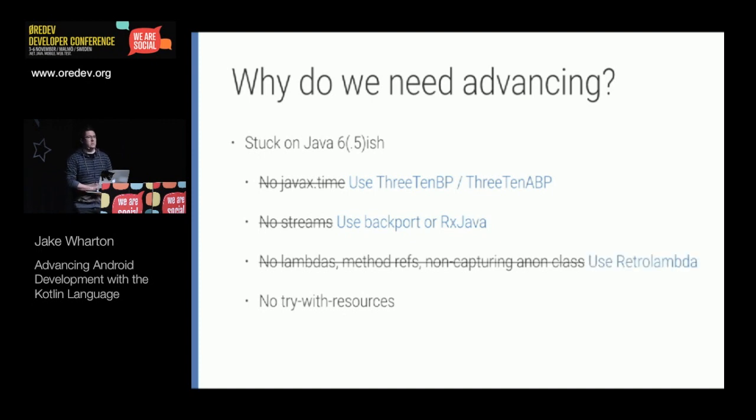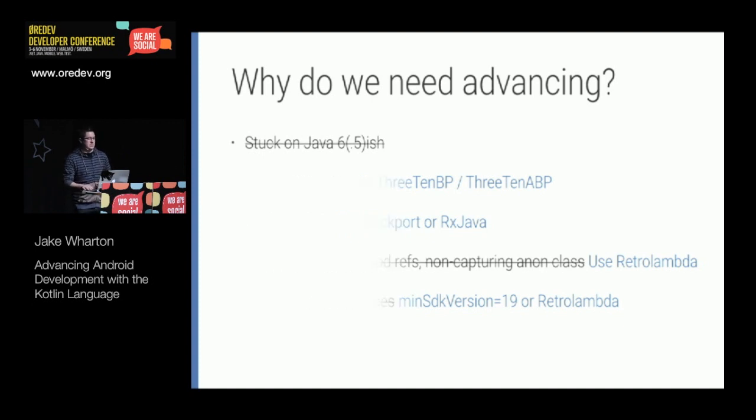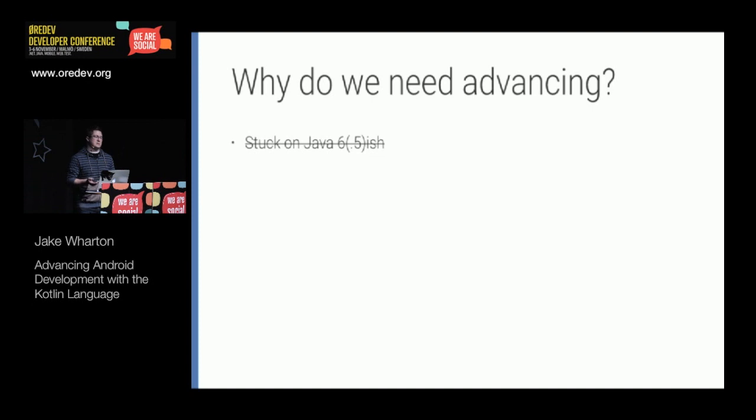There's a tool called RetroLambda, which will actually take Java 8 bytecode and backport these lambdas and method references back to Java 6. And like I said, try with resources if your min SDK is 19, but RetroLambda actually will also take try with resources and backport it to work on Java 6. So these arguments that people make about Java 6 being a problem, there are tools for that. I mean, granted, it would be nice if we could just use Java 8 out of the box, but these workarounds are fairly well battle tested and certainly are available. So that one doesn't really count.